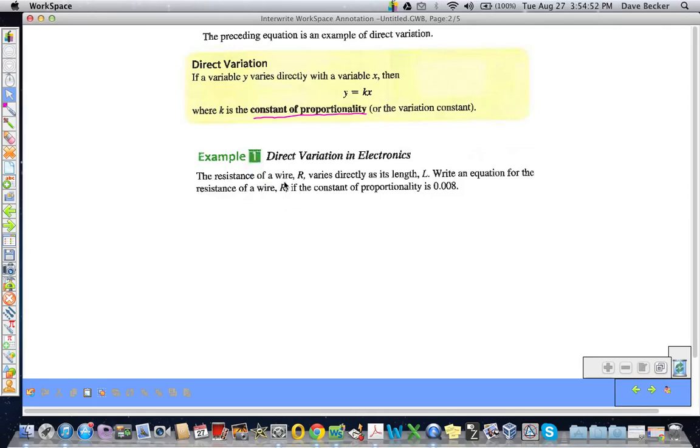The resistance of a wire R varies directly as its length L. Write an equation for the resistance of a wire R if the constant of proportionality is 0.008. So what we'll do to start off with is we'll just write the general equation. Y varies directly as x. And k is the constant of proportionality.